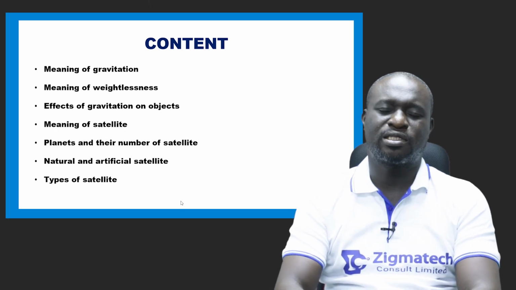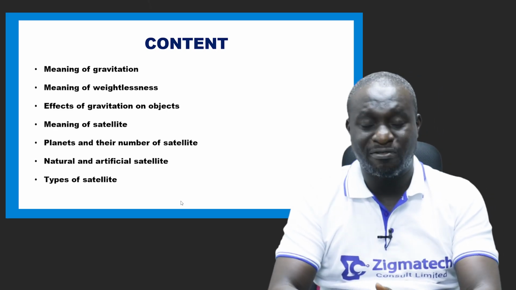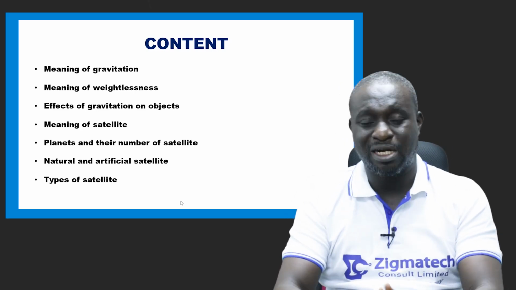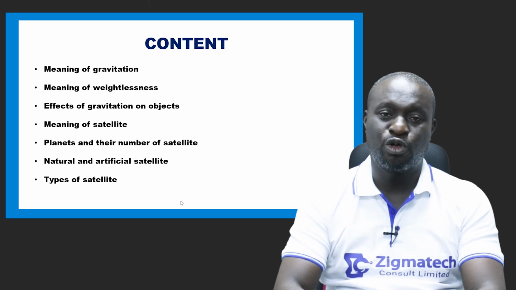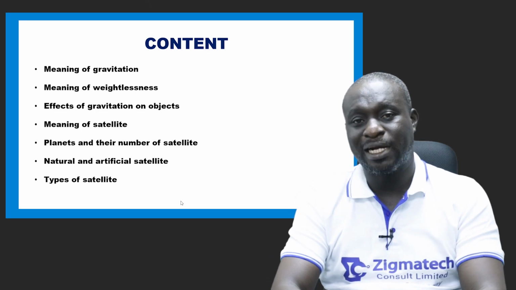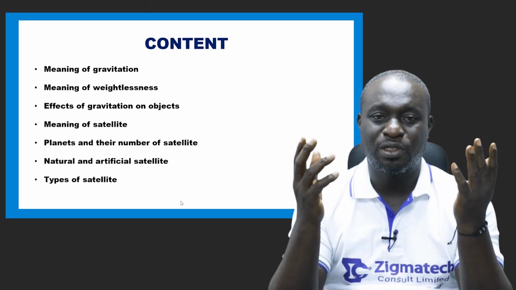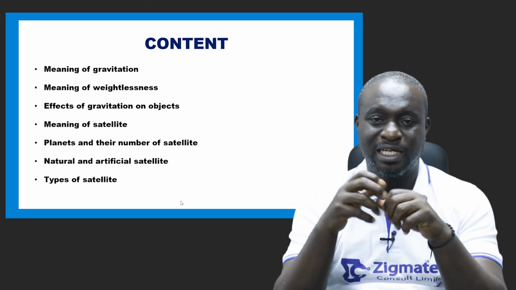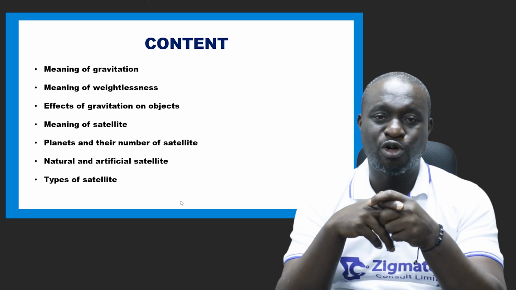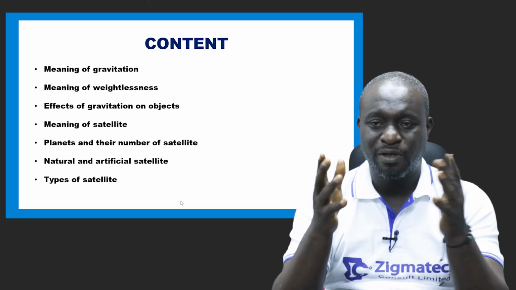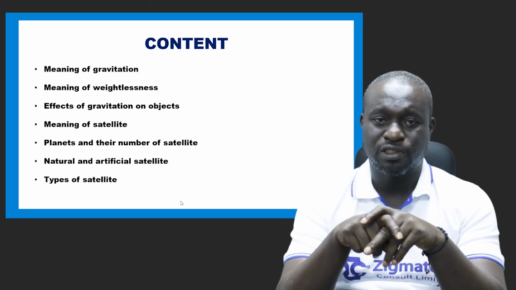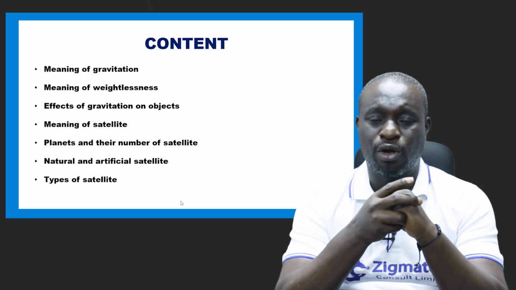Our content is, we're going to be talking about the meaning of gravitation. That is, what is actually gravitation. We're going to talk about the gravitational force. We're also going to look at things that actually pull the earth. Of course, you should know by now that when we're talking about gravity, we're looking at things that pull on the earth. Number two, we're going to be looking at the meaning of weightlessness, okay? We're also going to be looking at the effects of gravity on objects. Of course, there is an effect of gravity on objects.